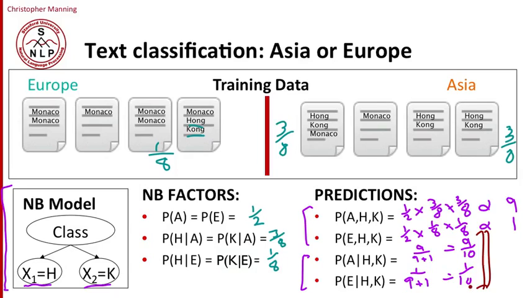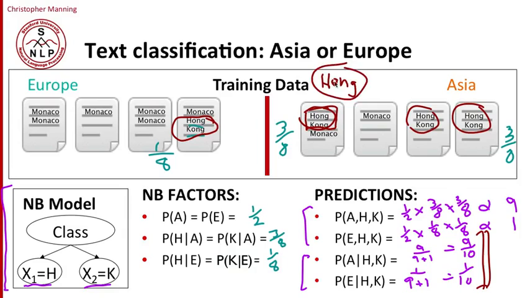Intuitively that doesn't make sense, since the answer should be exactly the same as for the document with just Monaco. Hong Kong appeared once in a Europe document and 3 times in Asia documents, so the probability should be 3/4. But why did that not happen? That didn't happen because although I'm suggesting now that Hong Kong is one word, the name of one place, in our model it's being treated as 2 completely independent words that have nothing to do with each other.